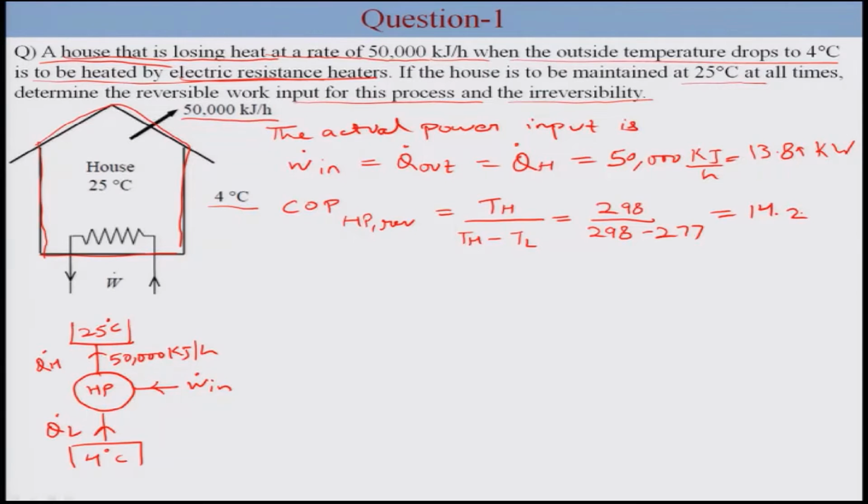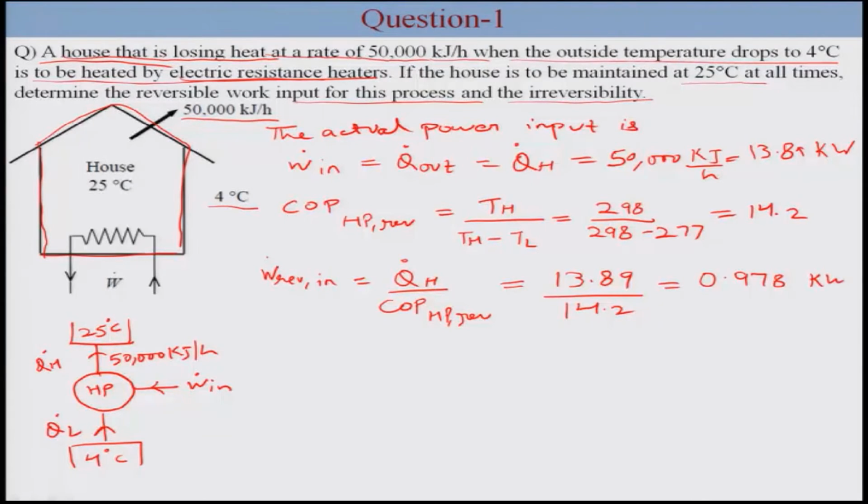Thus the reversible work input is QH dot divided by COP of the heat pump. So this is coming from the definition of COP. So COP is QH dot divided by W reversible in dot. So QH dot is 13.89 divided by COP, which is 14.2. So reversible work input is 0.978 kilowatt, and we also need to determine irreversibility.